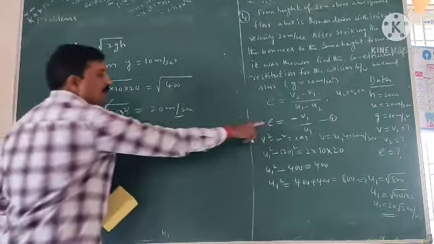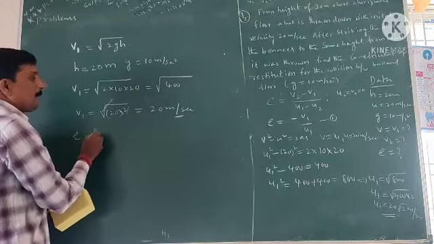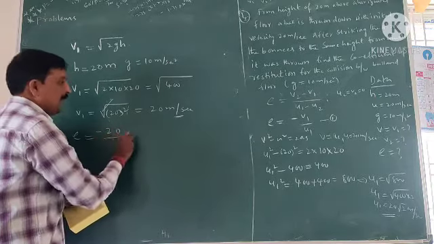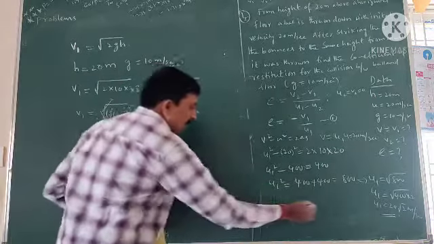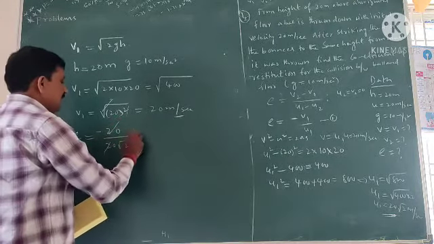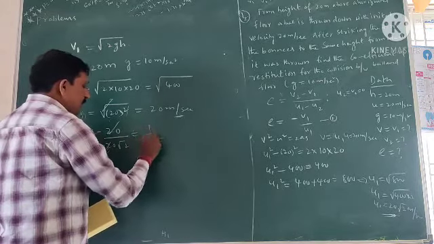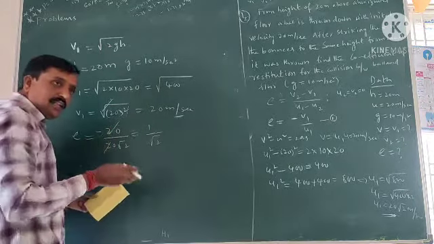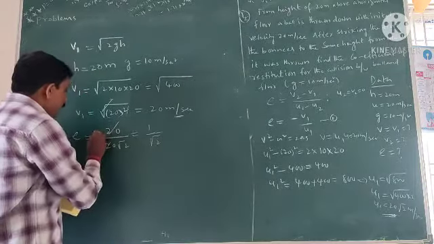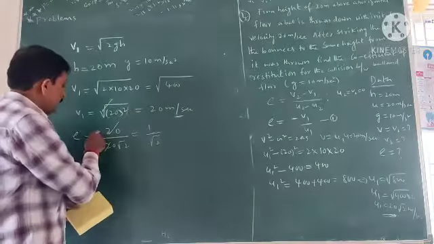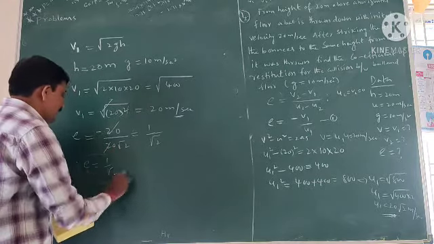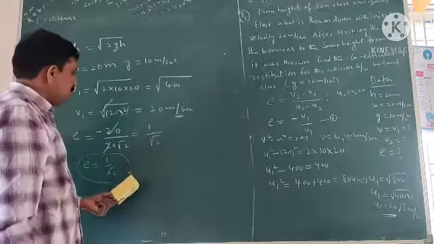Now substitute the values in equation 1. E is equal to V1, 20, minus 20 meter per second divided by U1 value. What is the value of U1? 20 root 2. So 20 gets cancelled. Finally we get 1 by root 2. Here the minus indicates the ball rebounds in the opposite direction. So E is equal to 1 by root 2. This is the coefficient of restitution. Okay, thank you.